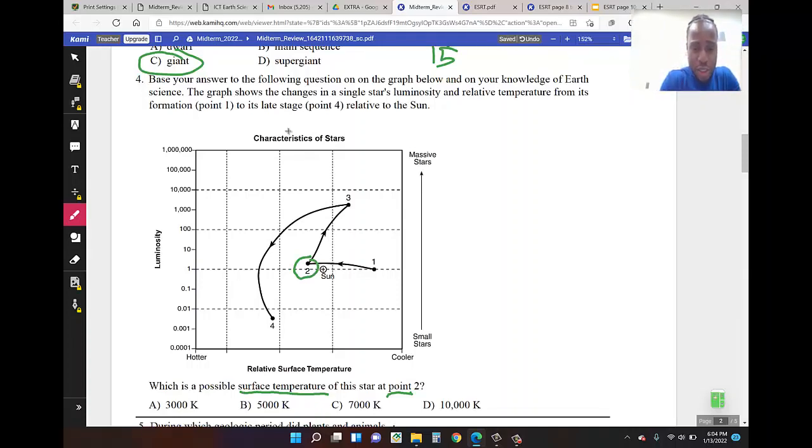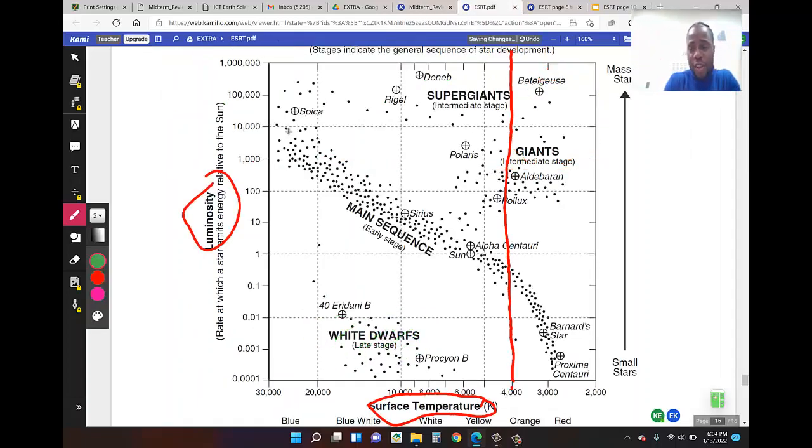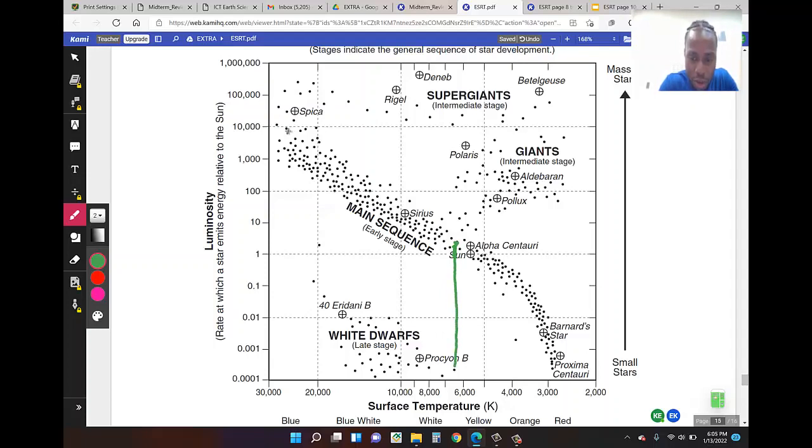I know my temperature scale is at the bottom of the ESRT, and of course point 2 is just a little bit to the left of our sun. So you see the sun there. I'm looking for something just a little bit to the left of our sun. All right, and then I'm going to draw it all the way down to get an idea of what the temperature could be. So this would definitely fall somewhere around 6,000 or a little bit more than 6,000.